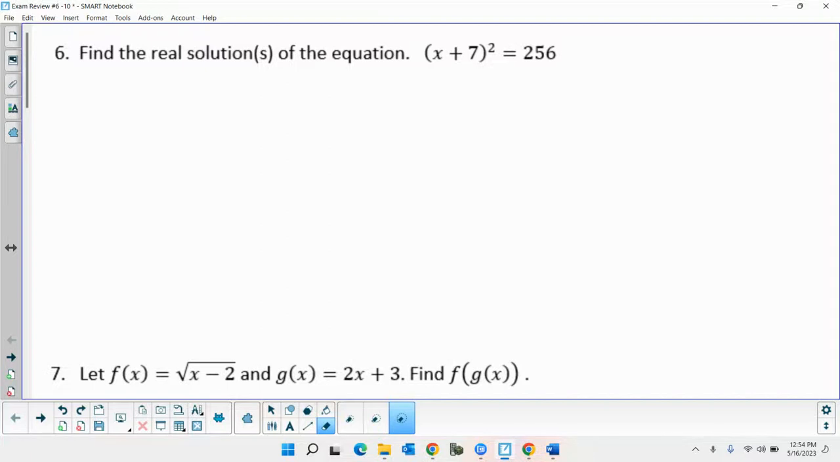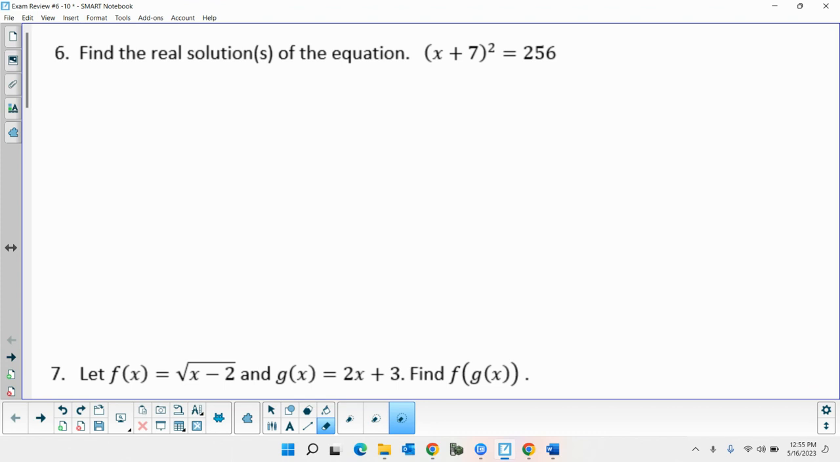All right, so what do I do first? Emily? I don't remember the term, but you make it like (x + 7) times (x + 7), you FOIL it. No, you don't have to do that. That's okay, that would be extra work though.